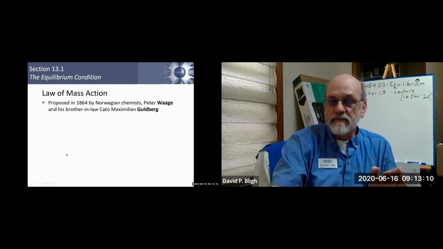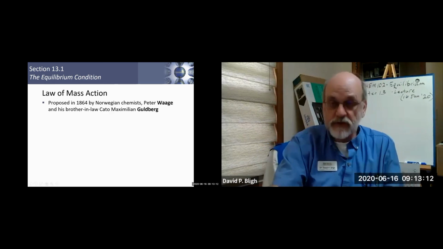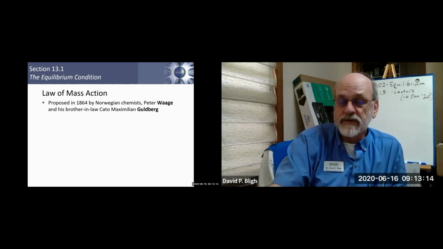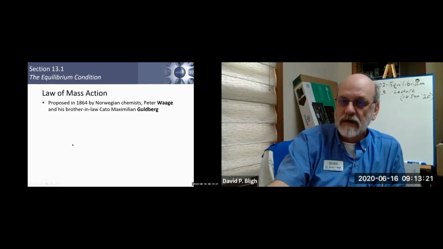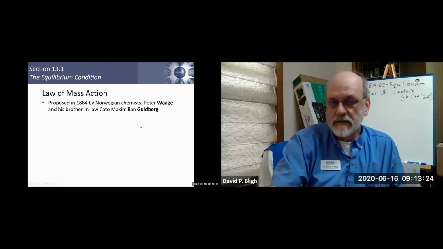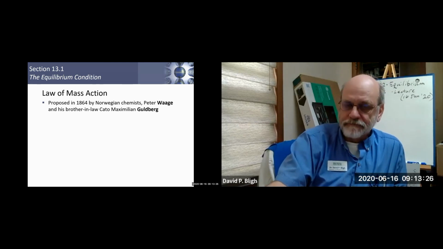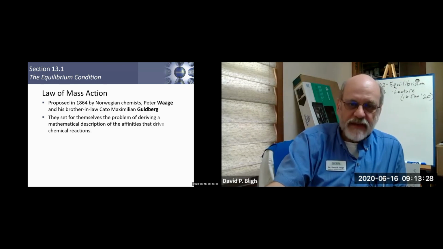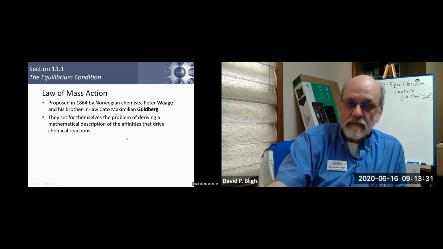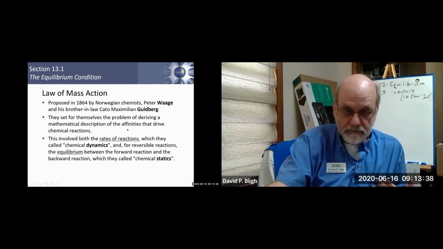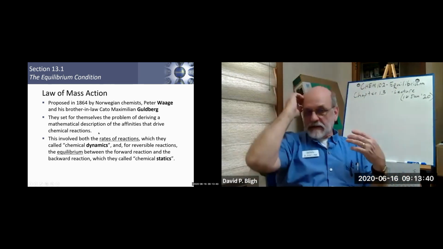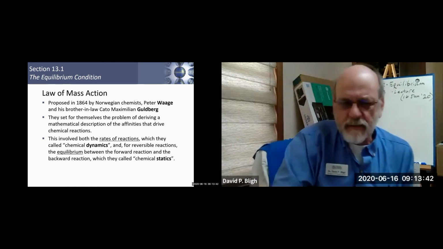Once you have the balanced equation, and these two Norwegian chemists are credited with developing this law, the law of mass action, Peter Waage and Guldberg. And what they said was that if you have the balanced equation, and that's important, then, well, I'm getting ahead of myself.